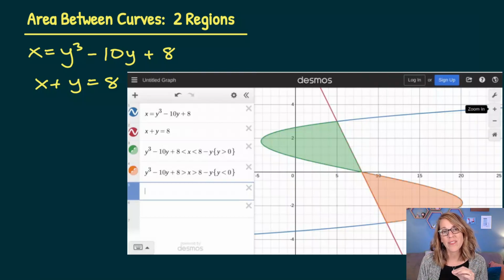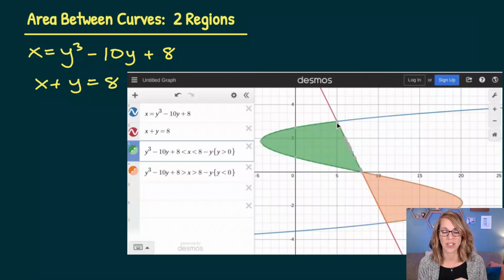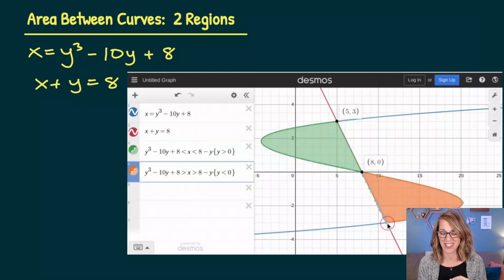This gives me three different intersection points that I'm going to need to find. Desmos, if they're nice numbers, will do a really nice job of that. I can go ahead and click on these points of intersection, and I can see exactly or almost exactly what they are. There's that one. And then here is the third one.